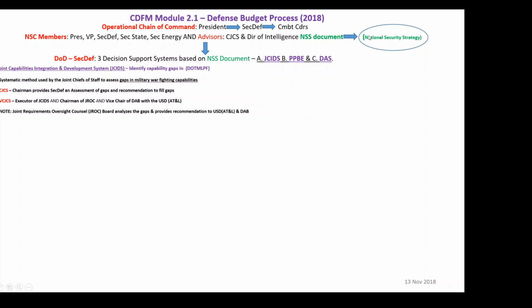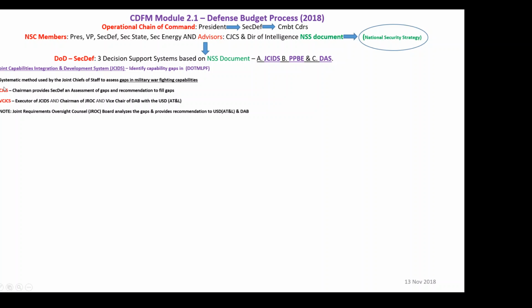So once they come up with the national security strategy, and now we know what our defense strategy is going to be, because we're going to see that in the PPBE phase, then we need to identify capability gaps. We know what our shortfalls are. Now we need to figure out how we're going to fill the shortfall. So the oversight or executor of the JCIDS is the Vice Chairman of the Joint Chiefs of Staff.